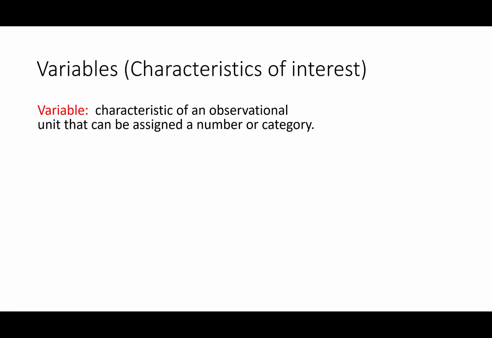It's a characteristic of some observational unit that you can assign a number or category to. And there's a whole bunch of different types of variables that we may be interested in. There's an infinite amount of variables essentially in this world. Here are some examples. How fast can someone run a mile? That variable is time. Think of that as assigning a number to how fast someone can run a mile.